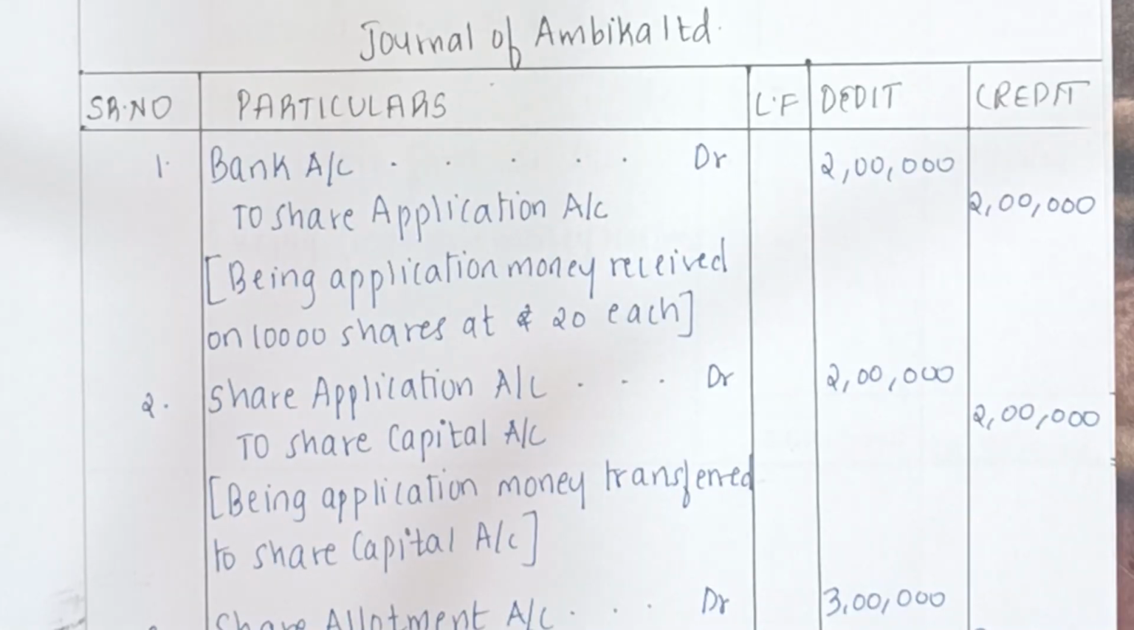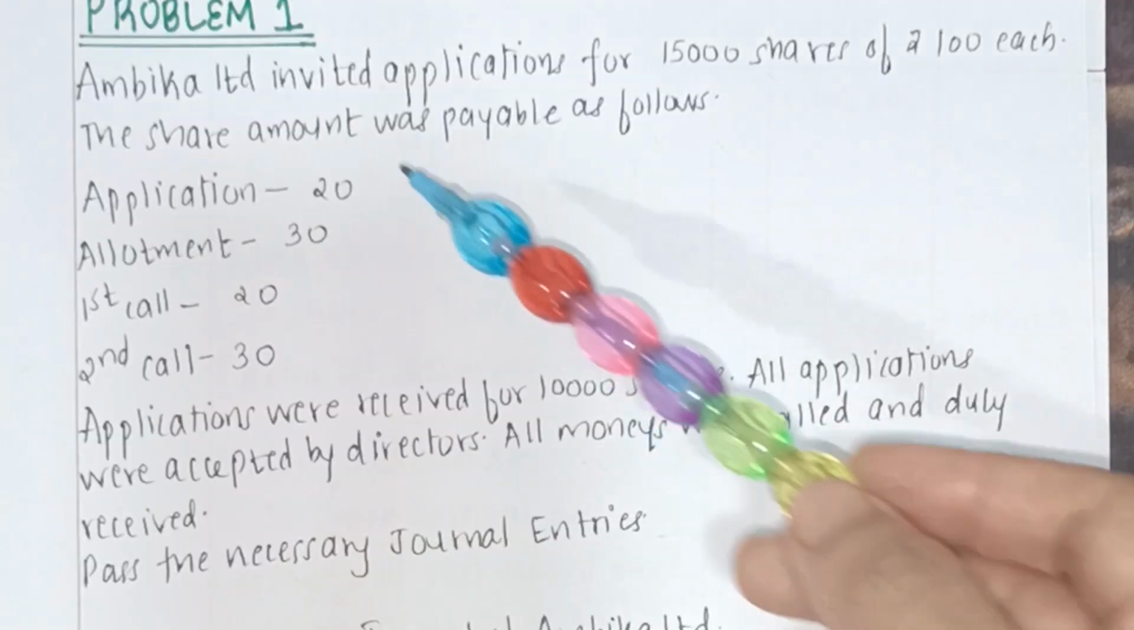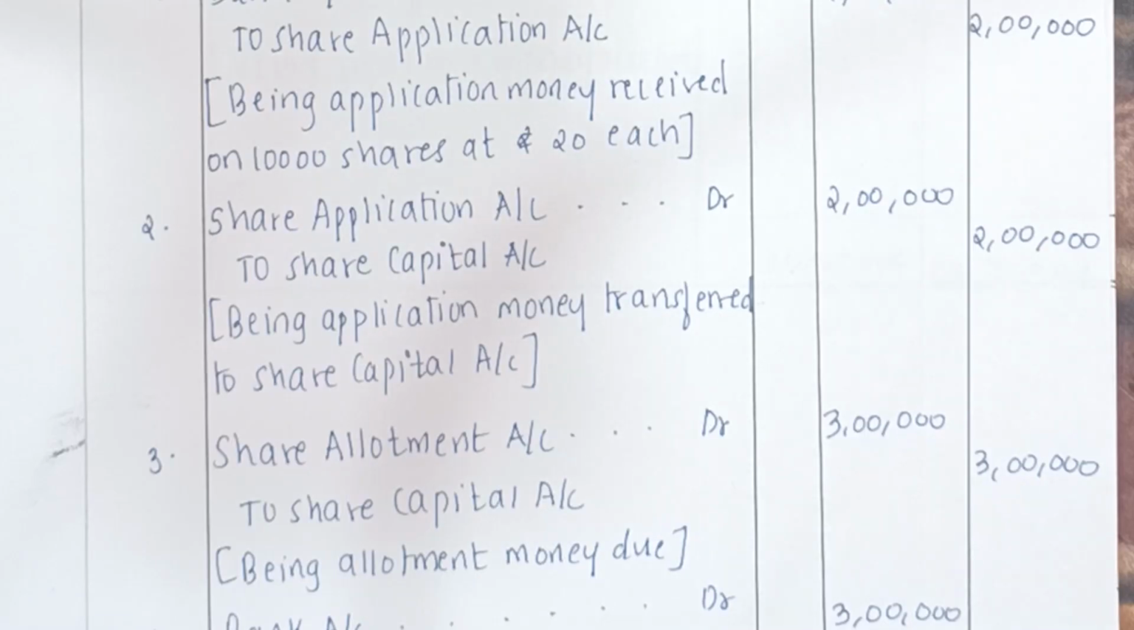Let's start with our first entry, that is bank account debit to share application account. The narration is application money received on 10,000 shares at rupees 20 each. How did I get 2 lakhs? 10,000 into 20. Second entry is share application account debit to share capital account, the same amount, 2 lakhs and 2 lakhs, and the narration is application money transferred to share capital account.